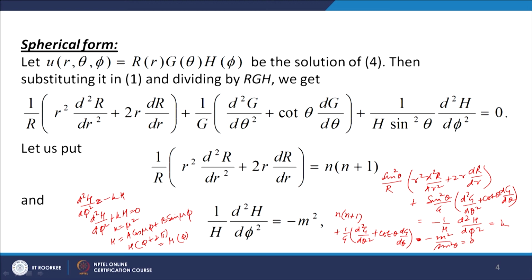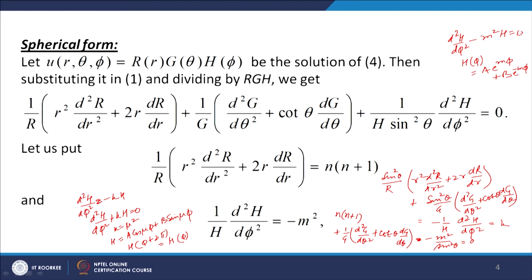Now, here the point is why we are not taking it as plus m square. If you take it as plus m square, then what you will get is d square h over d phi square minus m square h equal to 0. If instead of minus m square you take plus m square here, the solution will be h of phi equal to a e to the power m phi plus b e to the power minus m phi, because the auxiliary equation will have two real distinct roots, plus minus m.